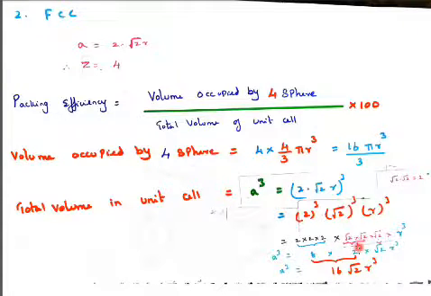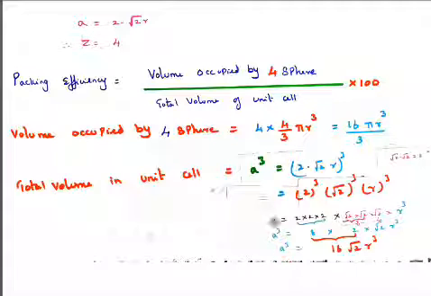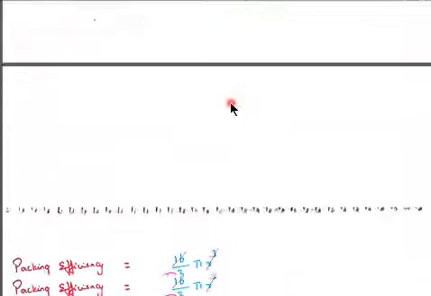So instead of root 2 into root 2, I have written 2, and this remaining root 2 I have written here as it is, r cubed. So 8 into 2 is 16 into root 2 into r cubed, which is the a cubed value, the total volume of the unit cell. Now we have to substitute this value. Volume occupied by 4 spheres is 16 pi r cubed by 3, into 100, divided by 16 into root 2 r cubed, the total volume of the unit cell.